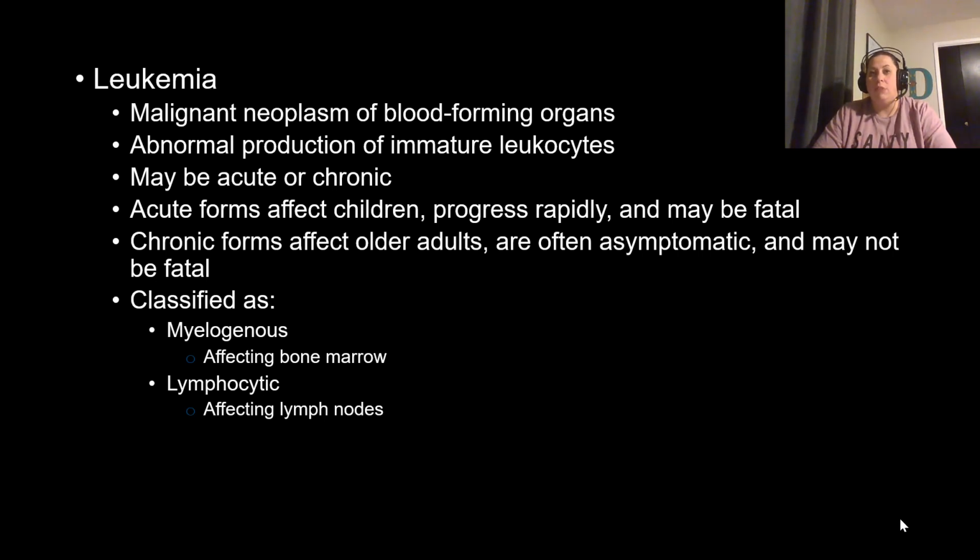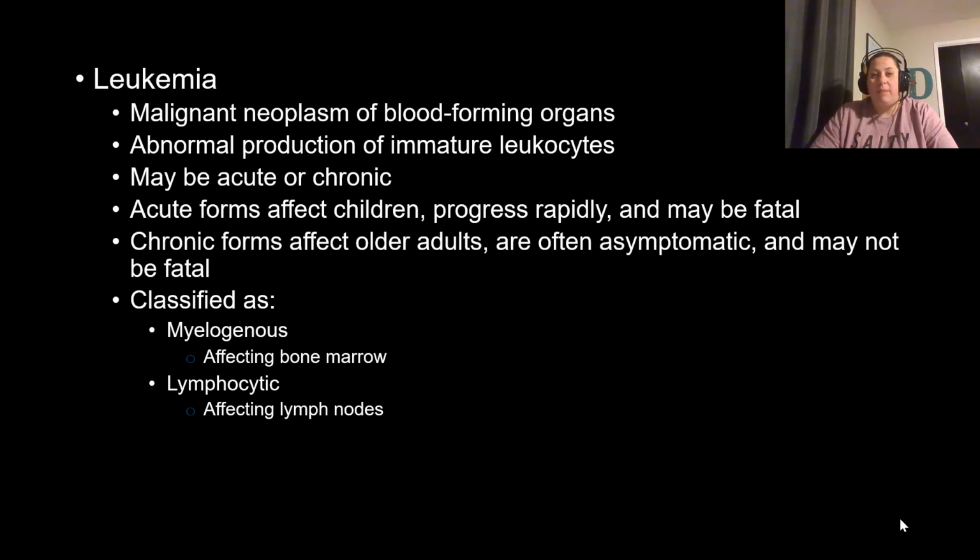Leukemia could be acute or chronic. When we talk about acute leukemia, it means it happens super fast. Chronic leukemia is where the increase in number happens over a long period of time. Acute forms tend to affect children, progress rapidly, and a lot of times are fatal. Chronic forms normally affect older adults. They're more often asymptomatic, and they may not even be fatal. They may not even really know they have it.